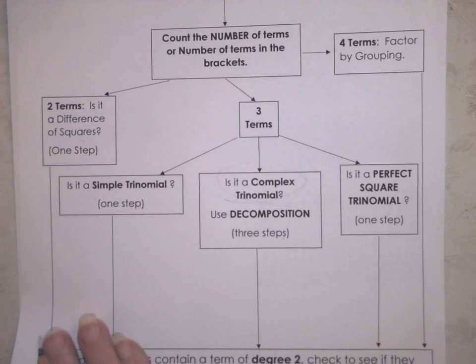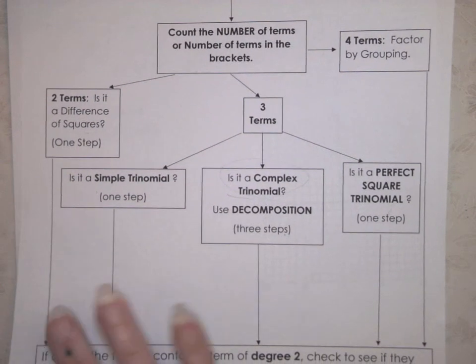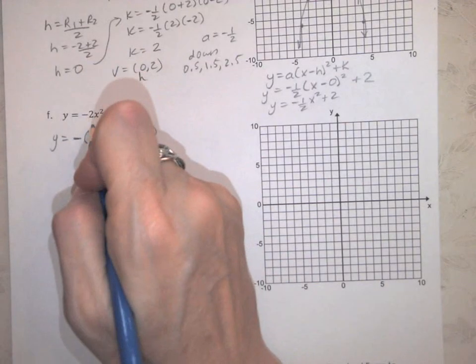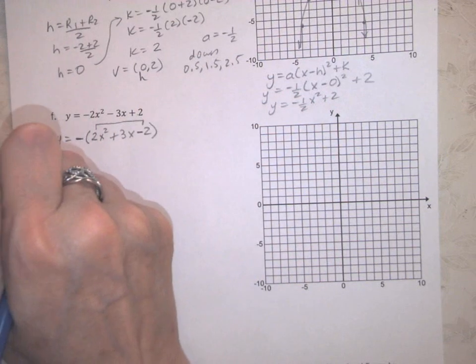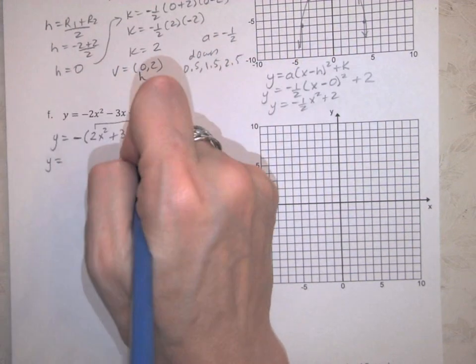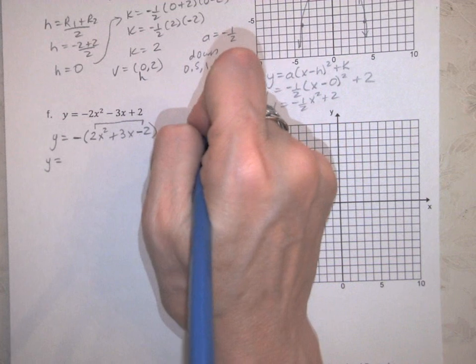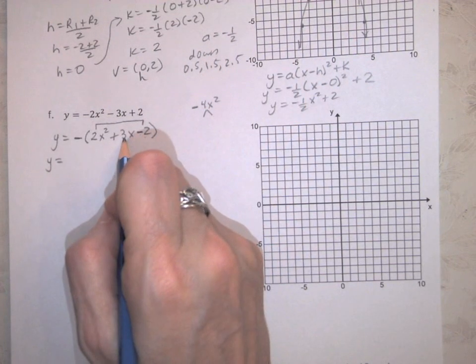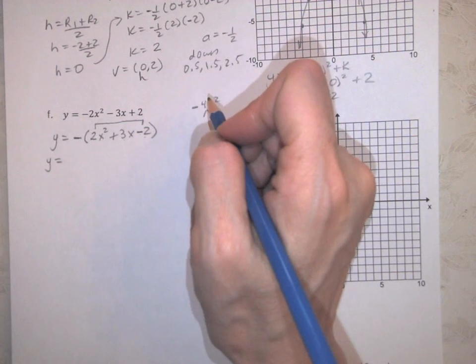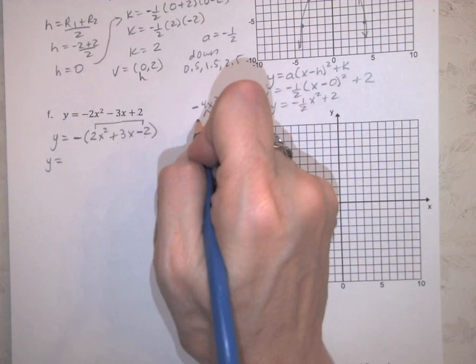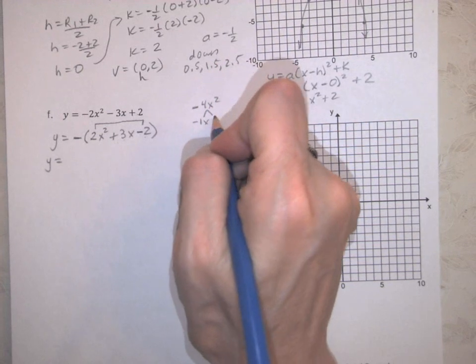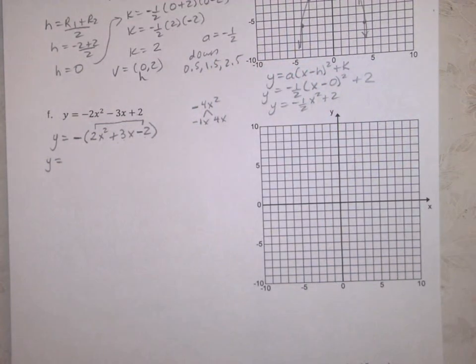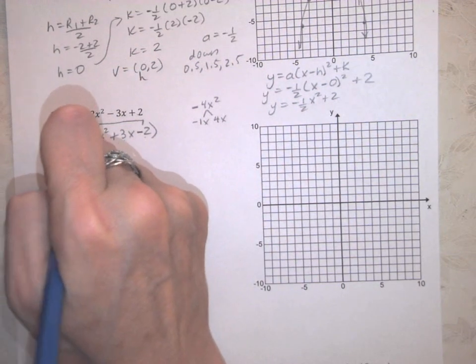Now you count the terms inside the brackets. There's 3 terms. It's not a simple trinomial because there's a 2 in front of the x squared, so it's a complex trinomial, which means we have to use decomposition. So 2x squared times negative 2 is negative 4x squared. And we need 2 terms that multiply to negative 4x squared and add to positive 3. So the bigger one has to be positive. So we could have negative 1x and positive 4x. That multiplies to negative 4x squared and also adds to 3x. So that's going to be the correct ones to use.